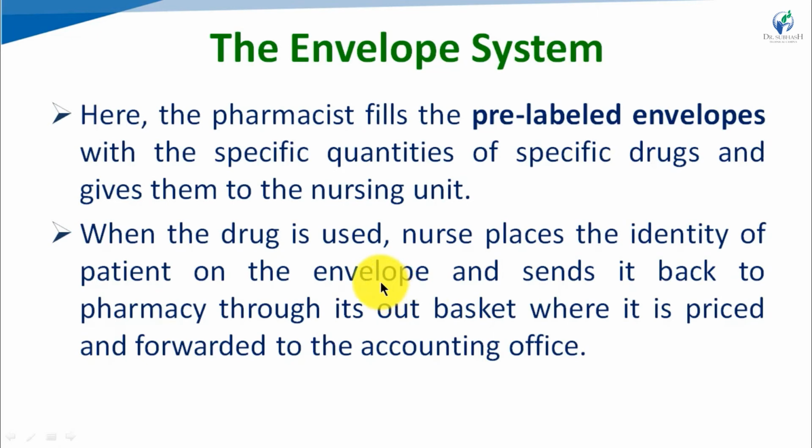Now this envelope will go to the pharmacy store, and the pharmacy store will write down the price, how many drugs have been used and what was the price of that product. Then it will go to the account office, and accordingly this will be charged directly to the account of the patient. So this is about the envelope system.